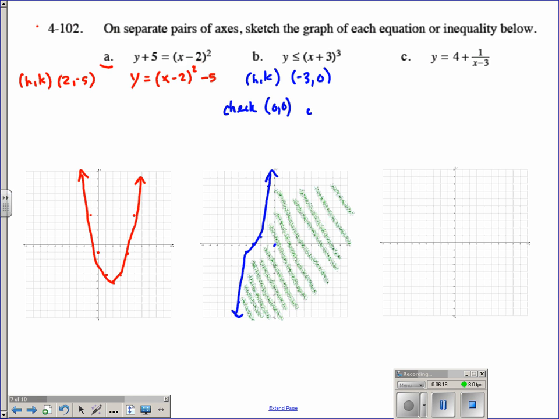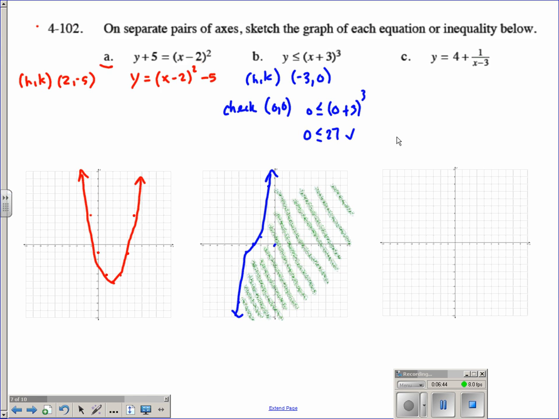So 0 is less than or equal to (0 plus 3) to the third power. 0 plus 3 is 3, and raised to the third power is 27. So 0 is less than or equal to 27. That is a true statement. We are correct. Great job, everybody.